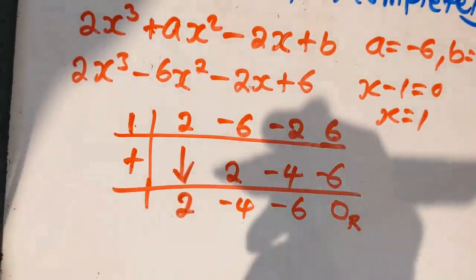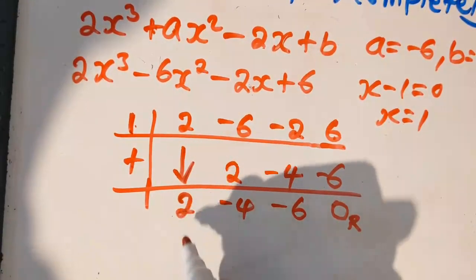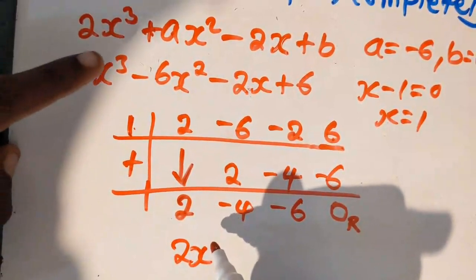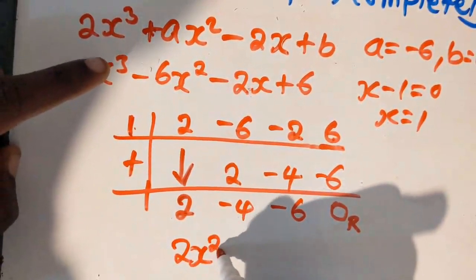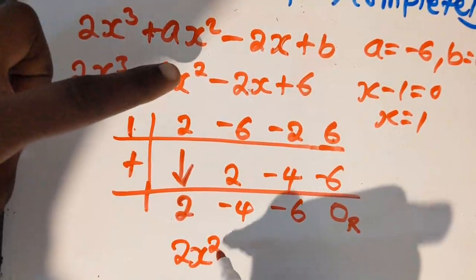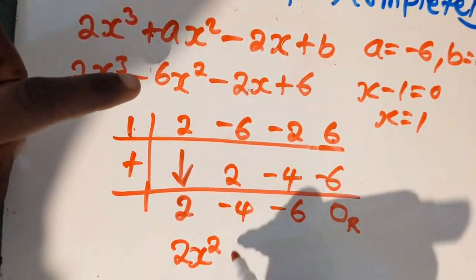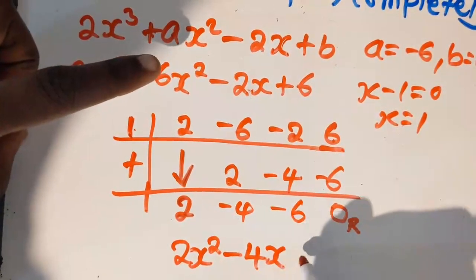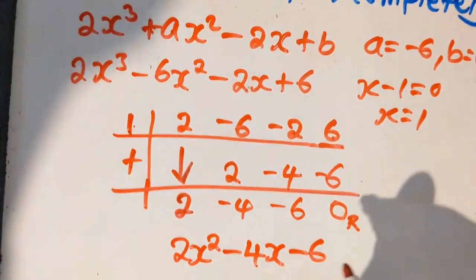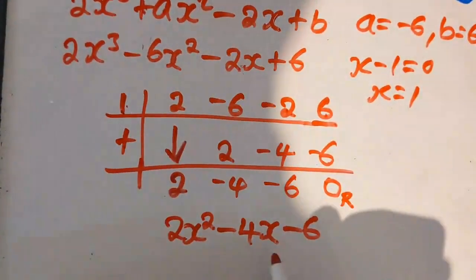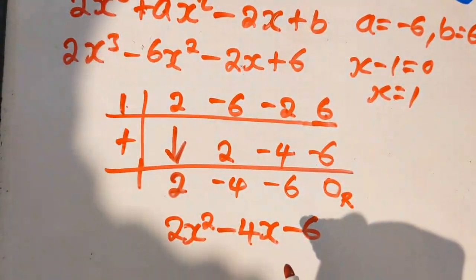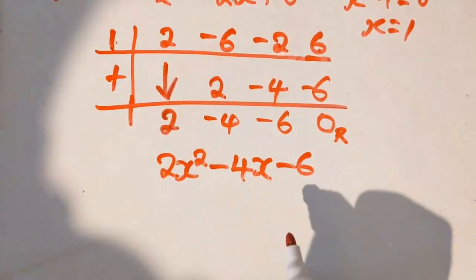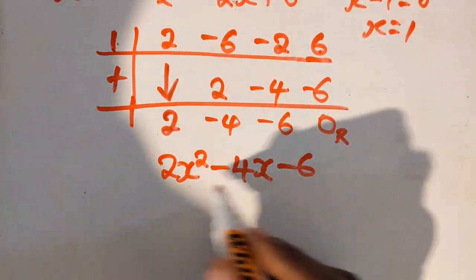So what is the answer? The answer that is given to us is 2x, this is power 3, it is going to change to power 2. It reduces the power. This is going to change to power 1. So it's going to be negative 4 power 1, which is x, then minus 6. Okay, so this is the answer that we have.